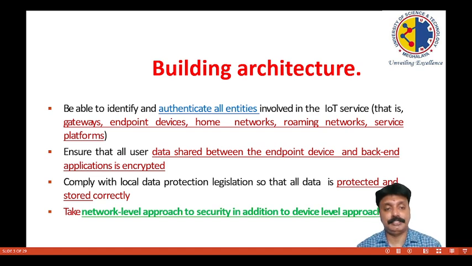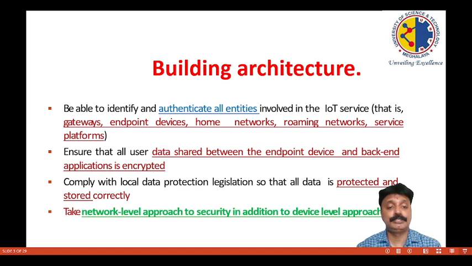The first one is building the architecture. So how the architecture of the IoT can be built. The first thing is to identify and authenticate all entities involved in the IoT services. All entities are called gateways, endpoint devices, home networks, roaming networks, service platforms. So these are all the entities which are involved in the IoT architecture, and this particular authentication is used to identify all these entities.